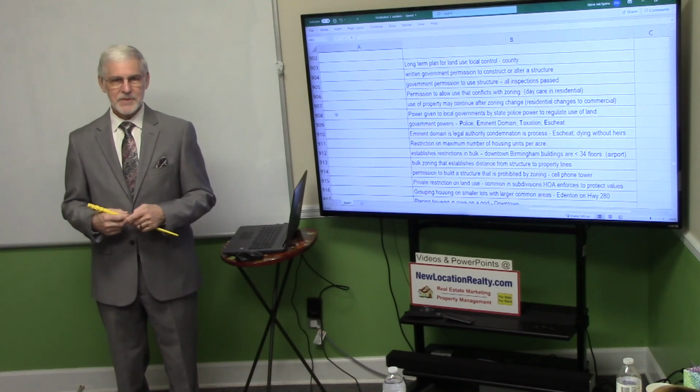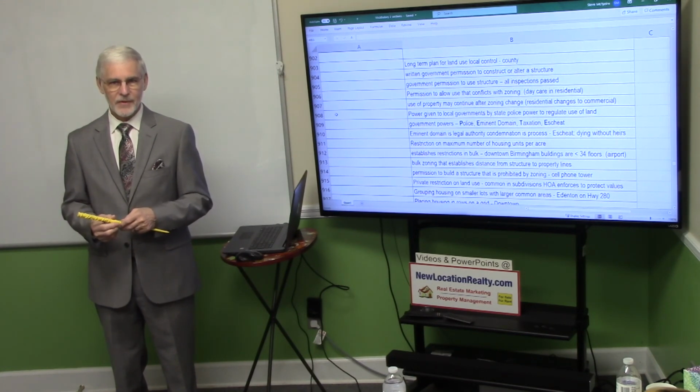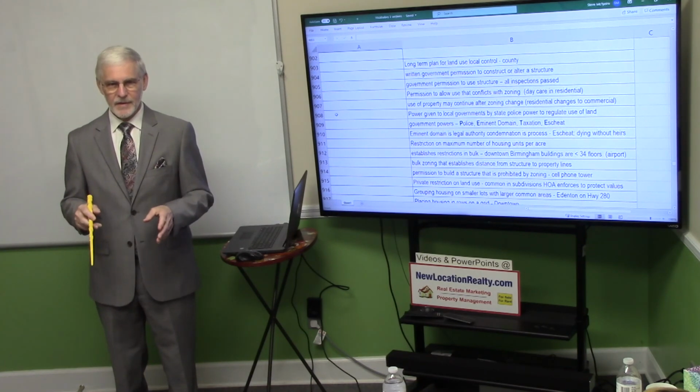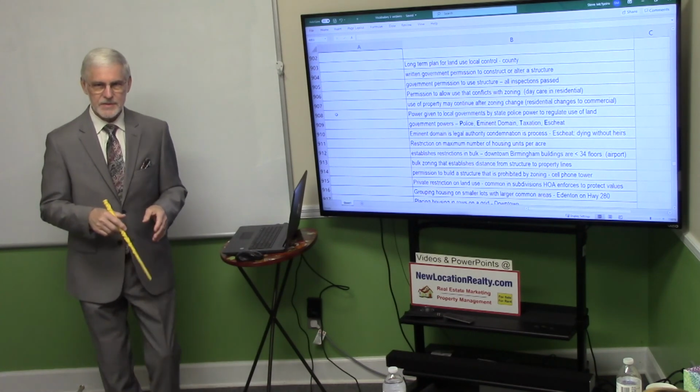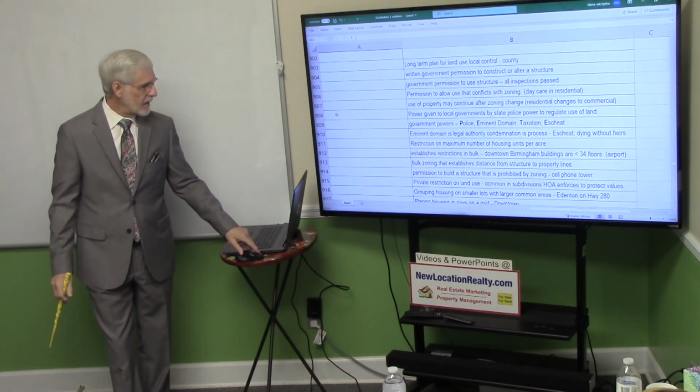I remember that. Permission to build a structure that is prohibited by zoning. A variance. Private restrictions on land use. HOAs, yes. CC&Rs, that would be written into it. Covenants. Grouping housing on smaller lots with larger common areas. Clustering, yes. This is something that Edenton down on Highway 280 did.